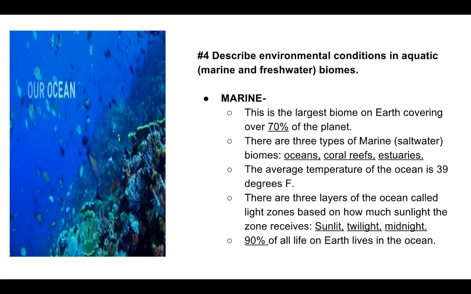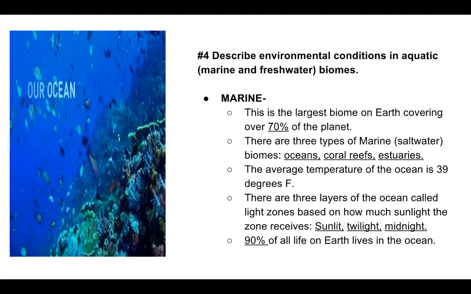The average temperature of the ocean is 39 degrees Fahrenheit. There are 3 layers of the ocean called light zones, based on how much sunlight the zone receives. So sunlit, twilight, and midnight. And 90% of all life on Earth lives in the ocean.